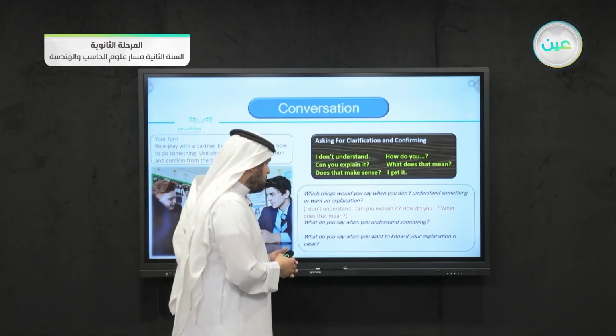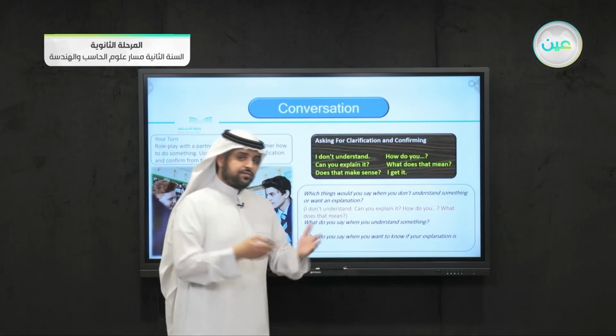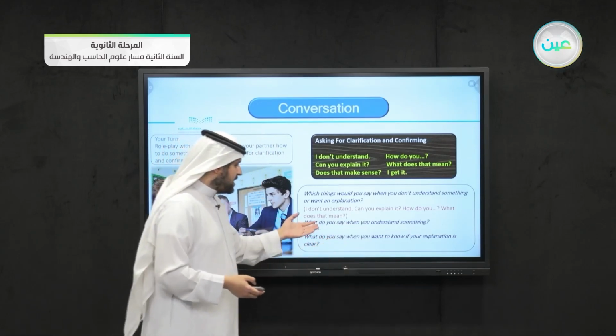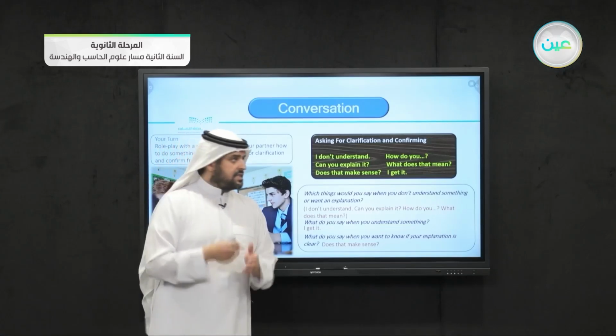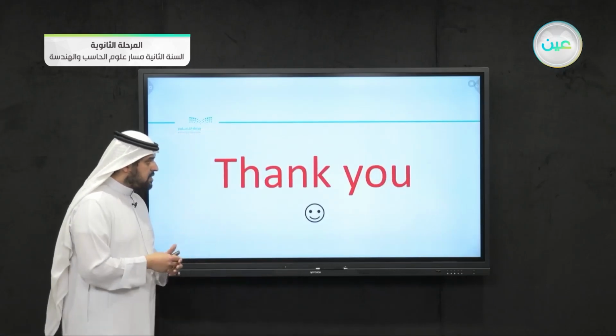The second question, what do you say when you understand something? This is very easy, of course. You say, I get it. Once you understand, you say, okay, now I understand, or you say, I get it. The last question, what do you say when you want to know if your explanation is clear? Once you explain something to someone and you want to know if everything is clear, you say, does that make sense? Do you understand? Yes, that's correct. And with that, we reach the end of our lesson.